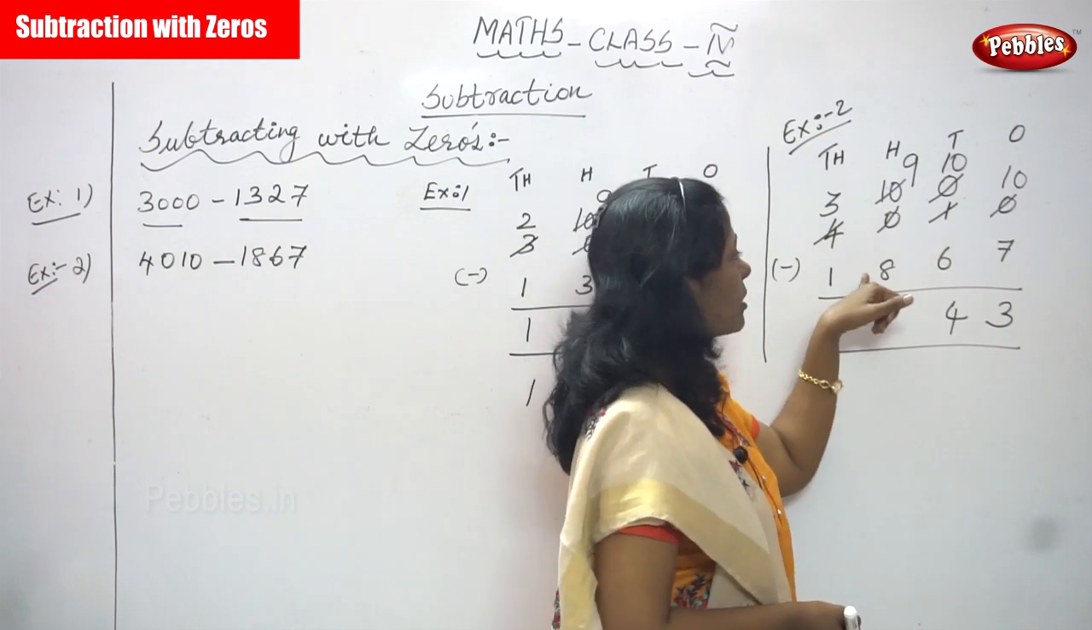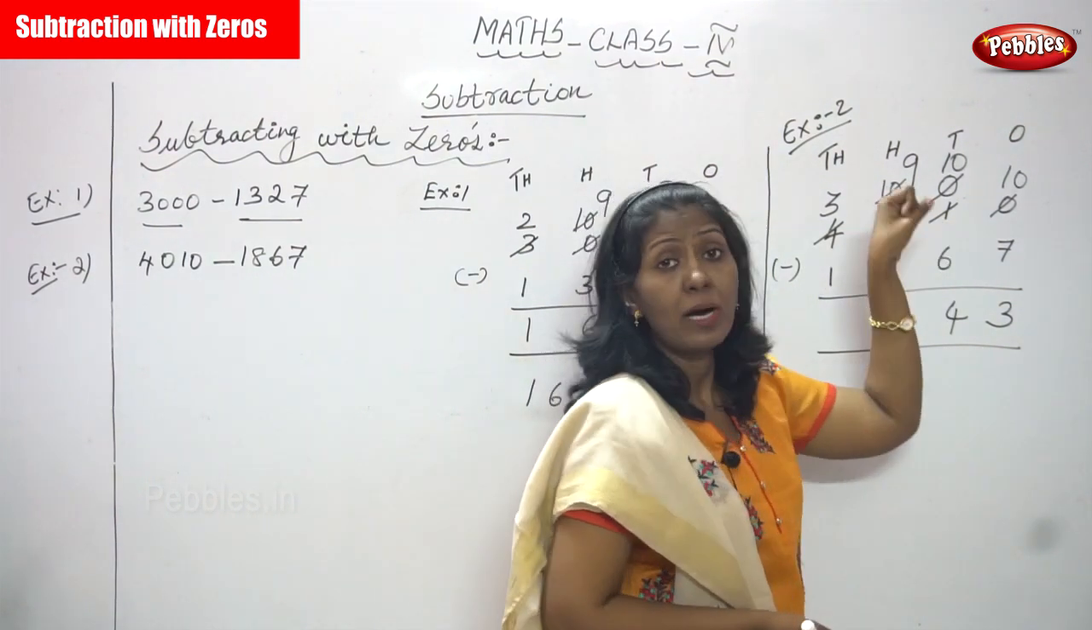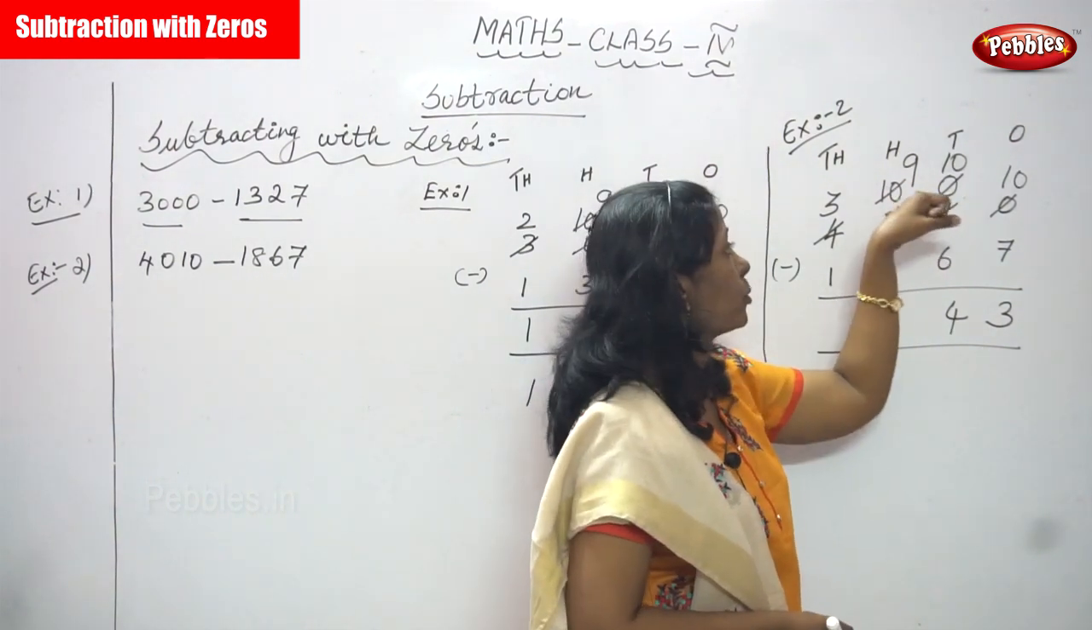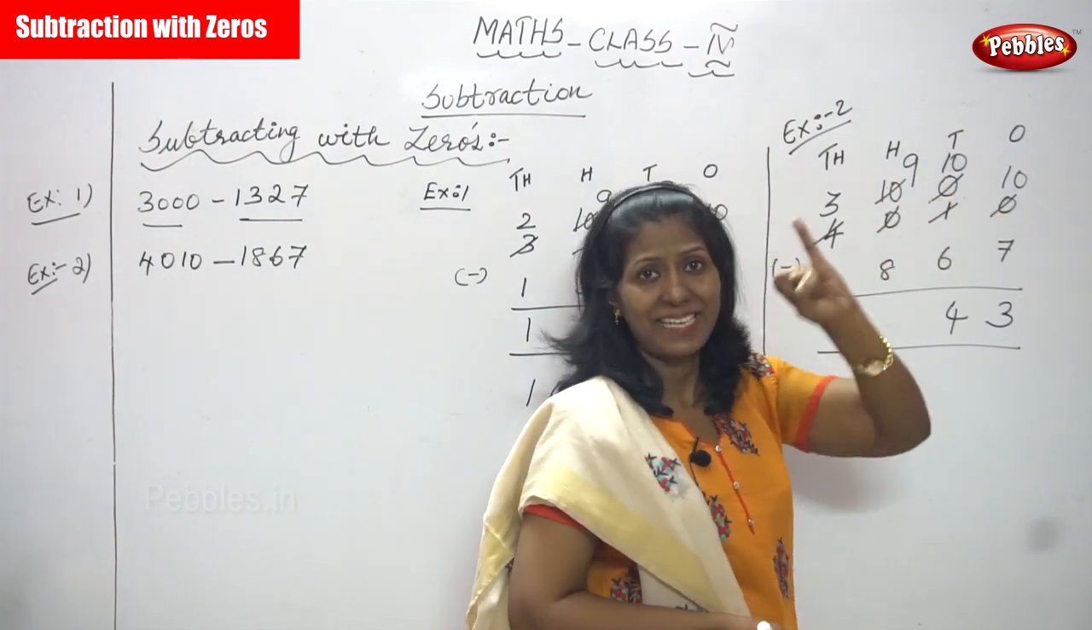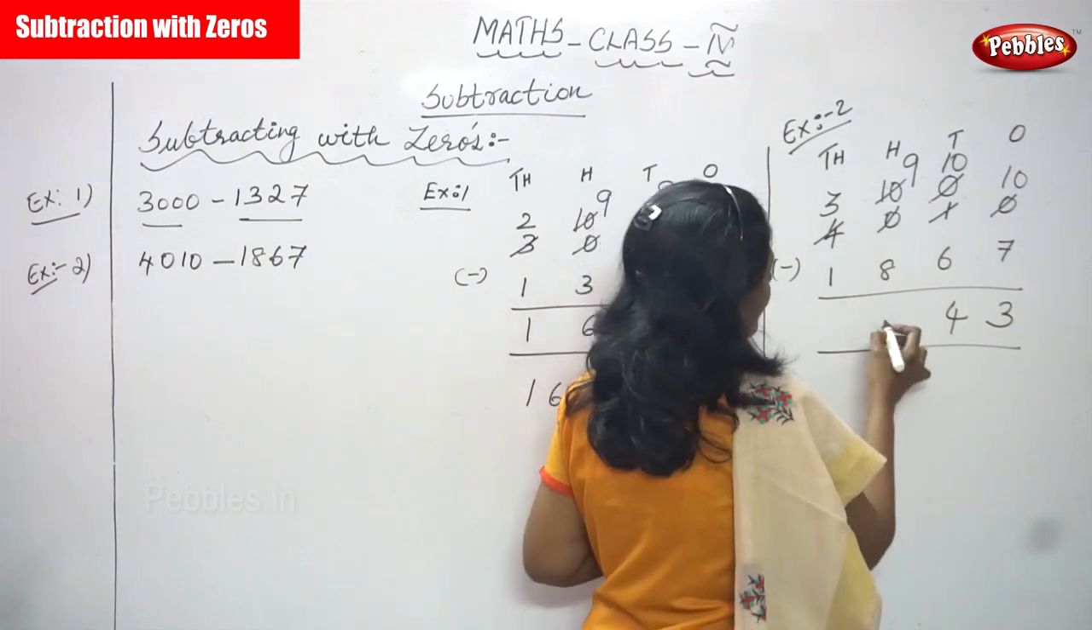So that is backward counting. After 8 you have to count up to 9. After 8, 9. Only one number. 9 minus 8 is 1.